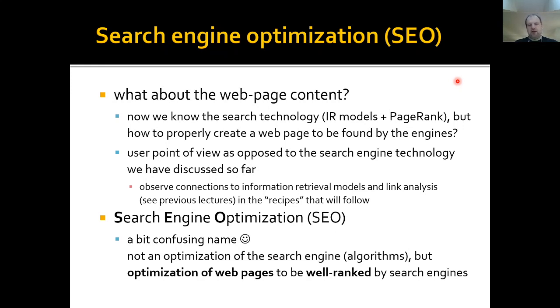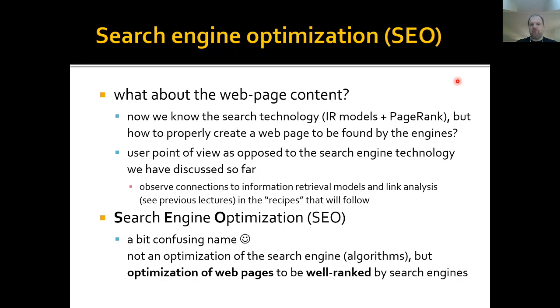But we didn't care about the origins of the content. Now we care about the origin. So if we are now the creators of the content, how can we ensure that the content is of such quality and so good that it will rank high in all of the rankings?